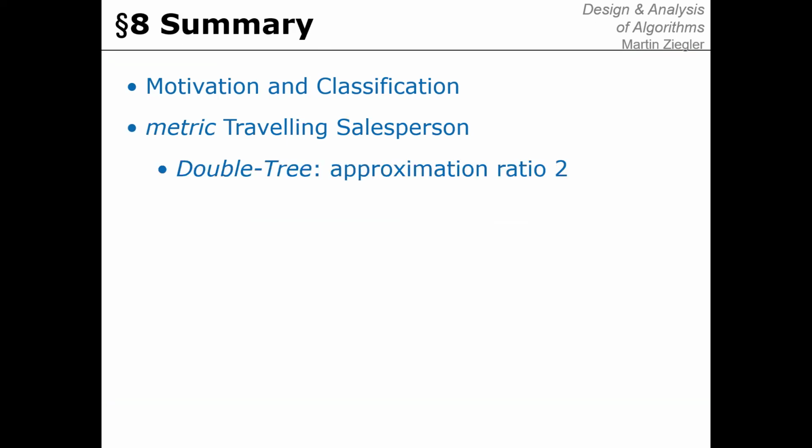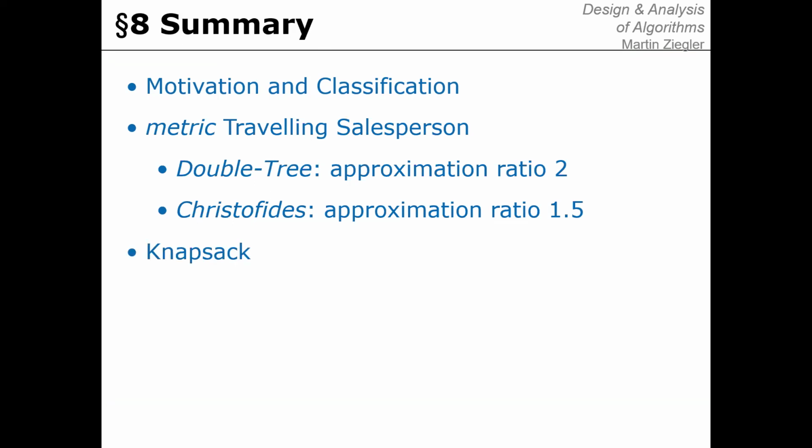We started with some motivation. Why do we consider approximation algorithms? We classified approximation algorithms: maximization, approximation factor, minimization, approximation factor. We discussed the metric variant of the traveling salesperson problem, the double tree algorithm with its approximation ratio, and executed it manually. Then the Christofides algorithm with a better approximation ratio of 1.5.